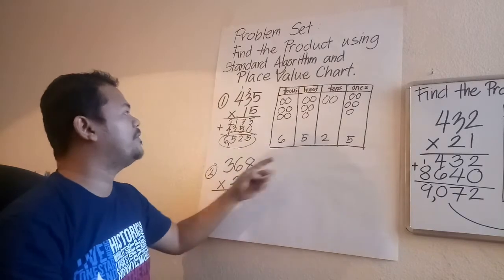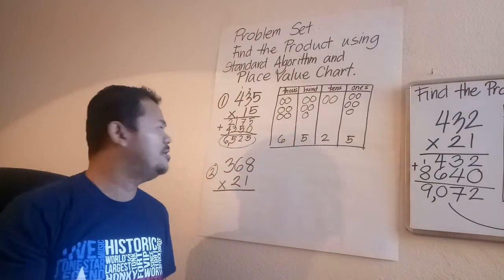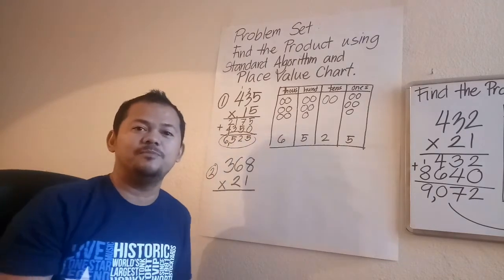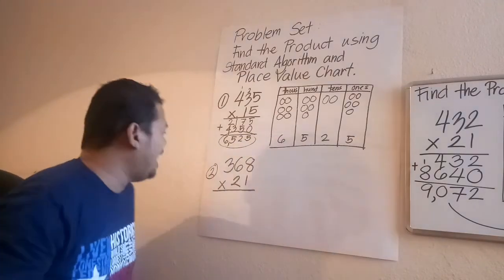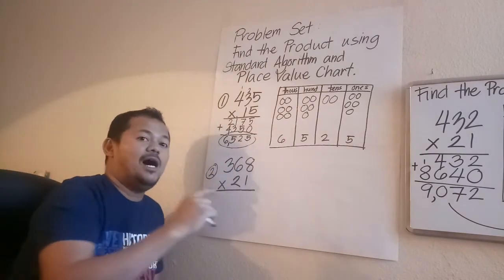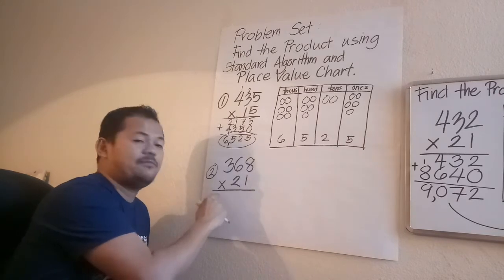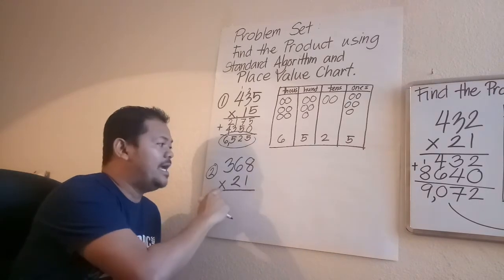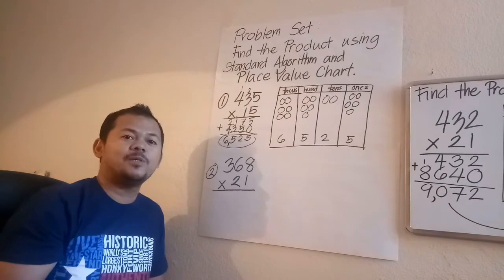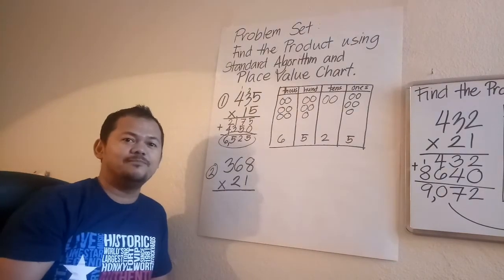Okay, here's your answer for your standard algorithm, and this is your answer for your place value chart. Any question? Good. Now let's proceed by answering number 2. 368 times 21. I want you to do it yourself. I'm going to give you at least 5 minutes to answer this one. Then we can proceed. Okay? So answer 368 times 21. Go.